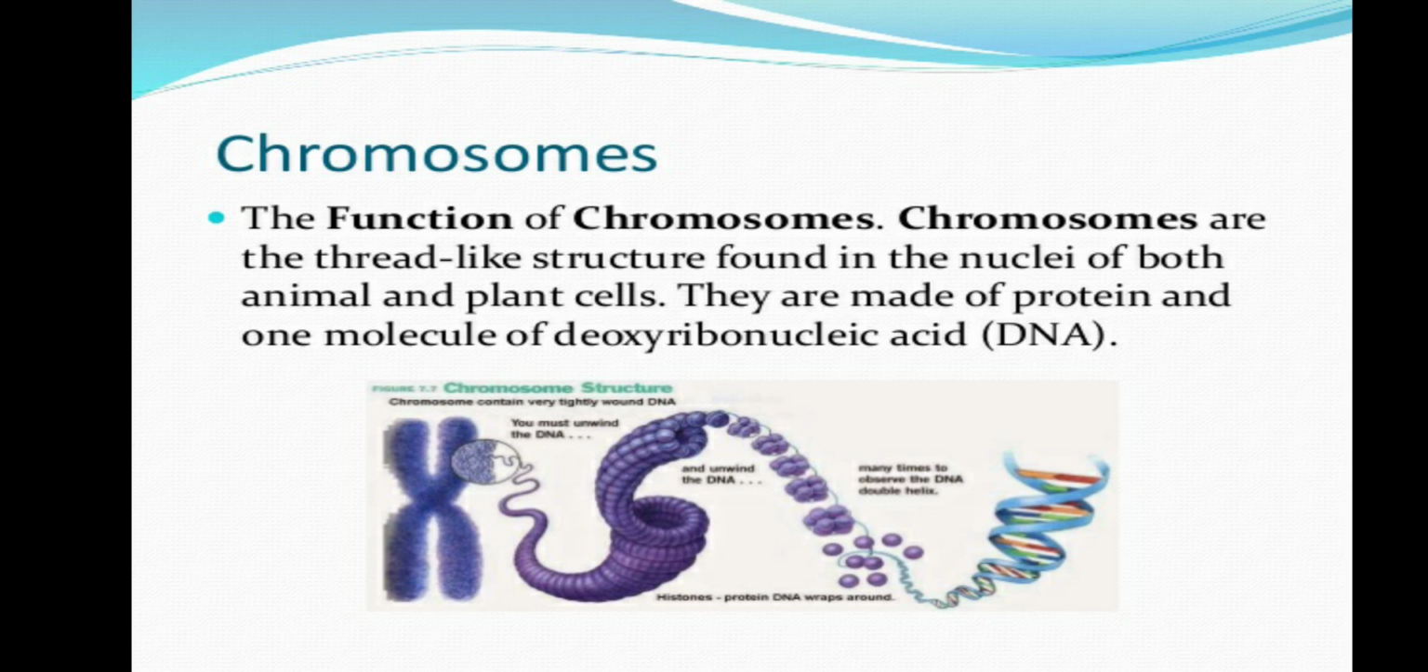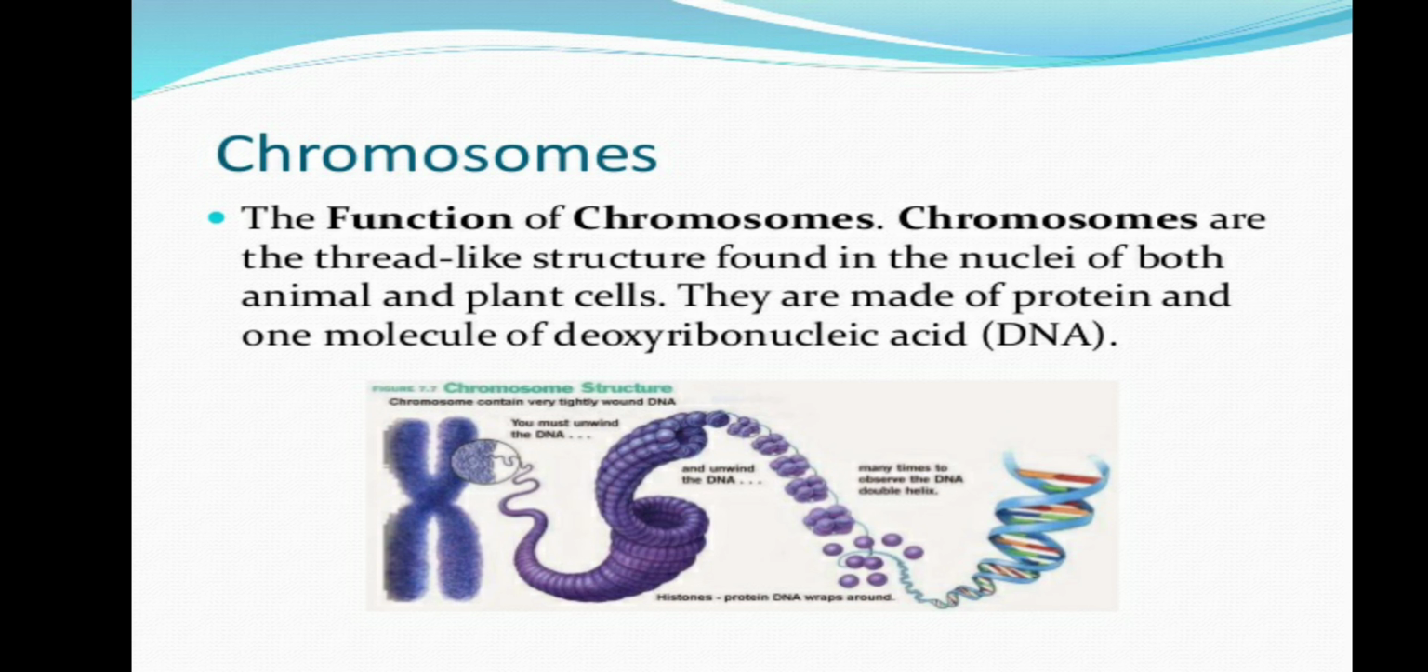When these chromatin get condensed at the time of cell division, they form chromosomes, and chromosomes are responsible for transmission of characters. How are they responsible for transmission of characters? Because they contain unit of heredity. Where are genes located? Genes are located on the chromosomes.